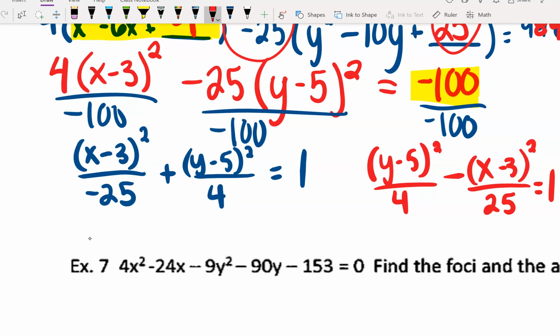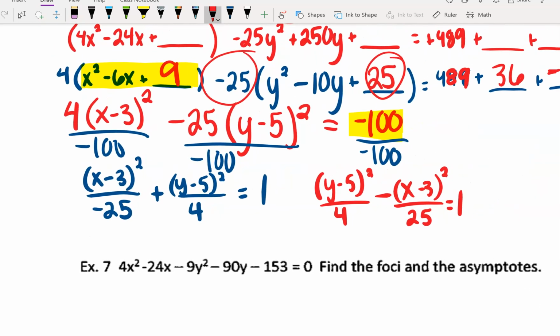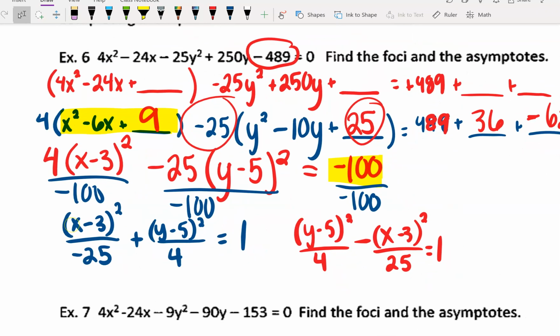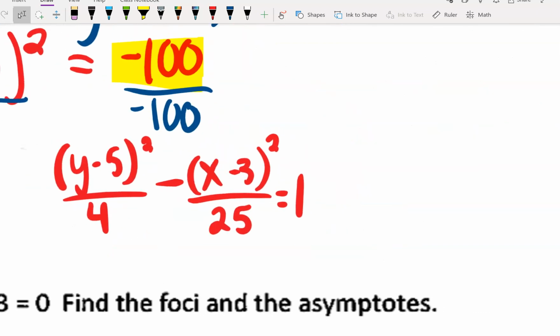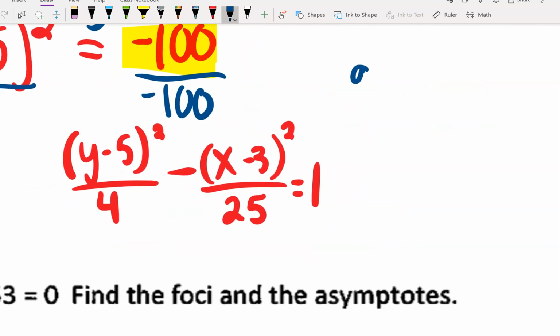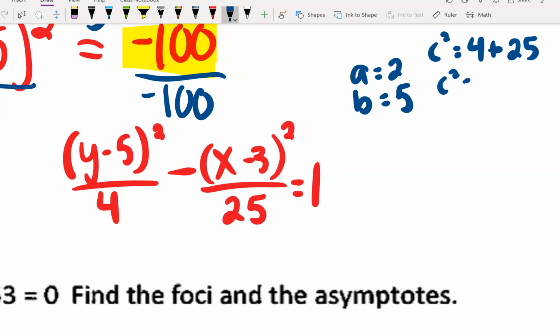You can see here that we have a vertical transverse axis on this one. We're going to have to use that information to answer the question. It asked to find the foci and the asymptotes. I know A is going to be the square root of 4, which is 2. B is going to be the square root of 25, which is 5. And then I can use that to find the C. C squared equals 2 squared, which is 4, plus 25. So that's going to be 29. So C equals root 29.